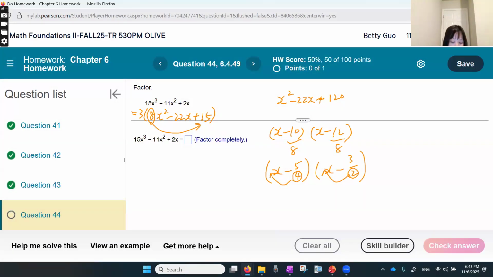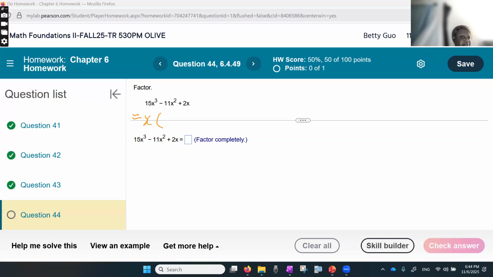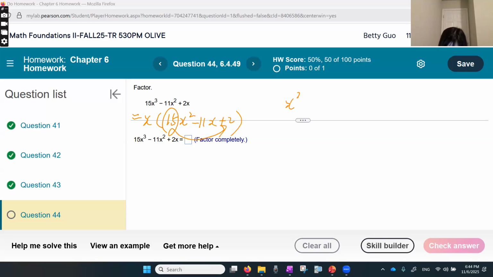All right. Erase. What's the GCF of this trinomial? x. So 15x squared minus 11x plus 2. Slide: x squared minus 11x plus 30. 15 times 2 is 30, right?